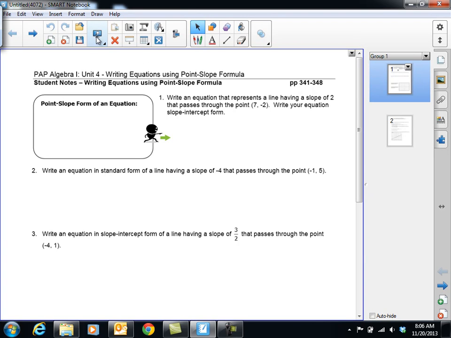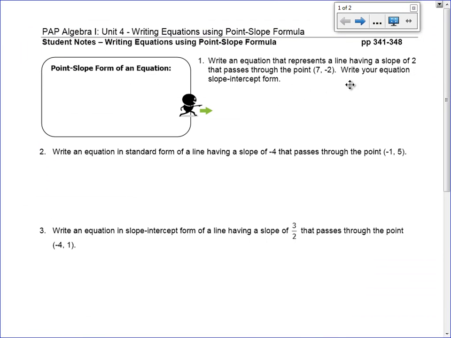Alright, kiddos, today we are going to talk about something called point-slope formula. It is another way to write a linear equation. We wrote it from graphs yesterday. Now we're going to write it using something called point-slope formula.